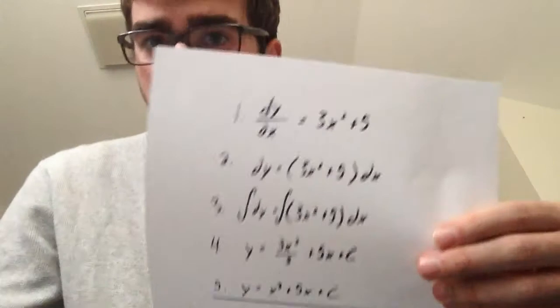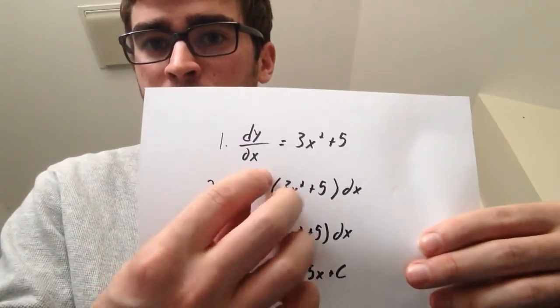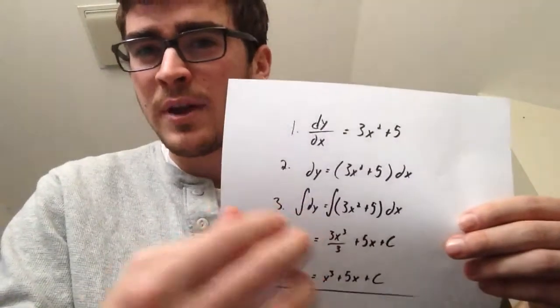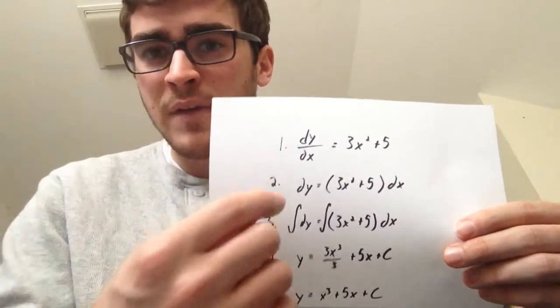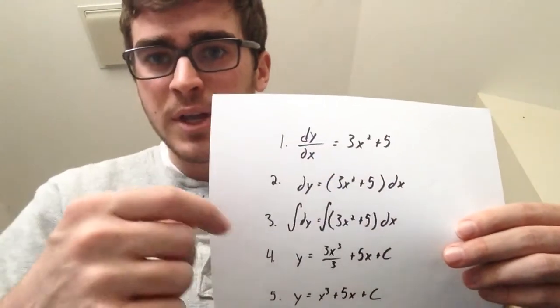So the first step would be writing out the equation. Here it is. Second step, we want to kind of separate the variables. Here we only have x, so we bring over dx with the x, and we keep dy over here, represented in this step.